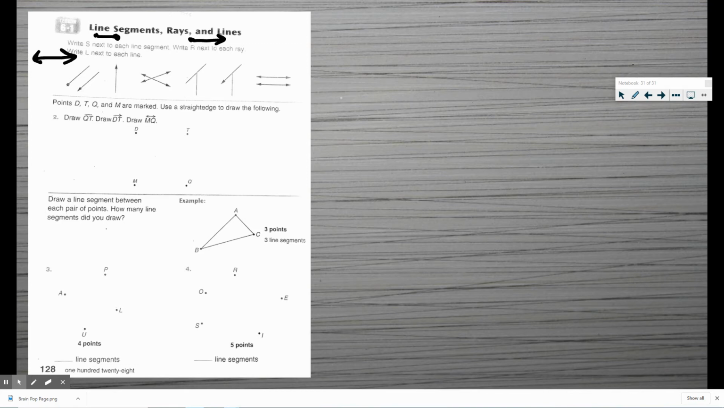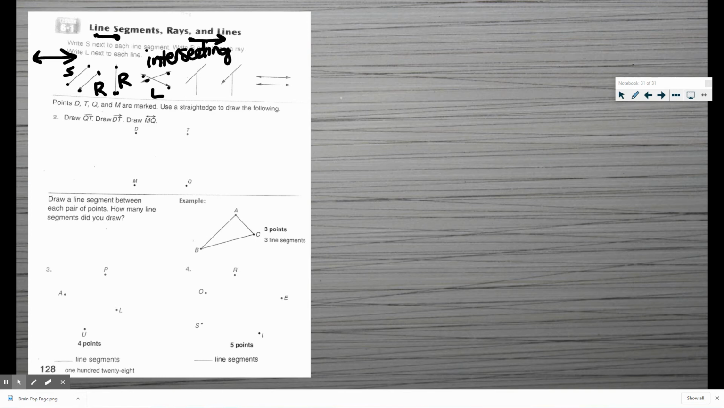So this first one has 2 endpoints, so this is a line segment. This next one has an endpoint with an arrow, so this is a ray. This one has an endpoint with an arrow, so this is also a ray. What type of lines are these? These are both lines because they have the arrows at the ends, but they are also special lines. These are intersecting lines. They cross, they are intersecting.